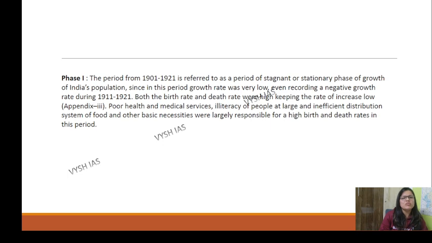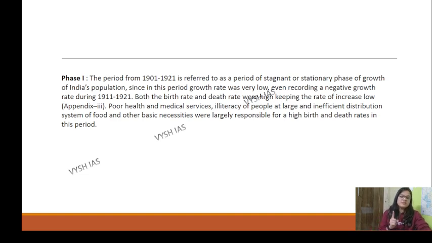If somebody asks what leads to the stagnant and stationary phase of growth, you can say poor health and medical services, illiteracy of people at large, and inefficient distribution of food and other basic necessities. That's why the government has launched many schemes: Beti Bachao, Beti Padhao, and the two-child policy. Beti Padhao was for the girl child. I'm sorry for it.